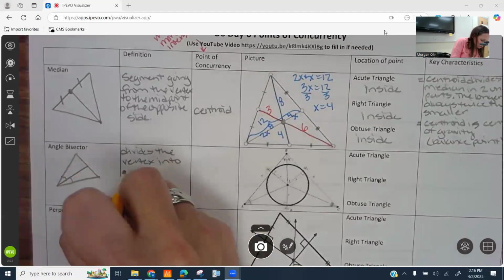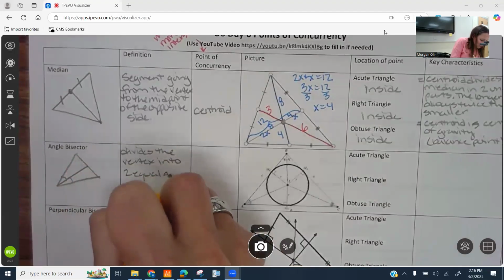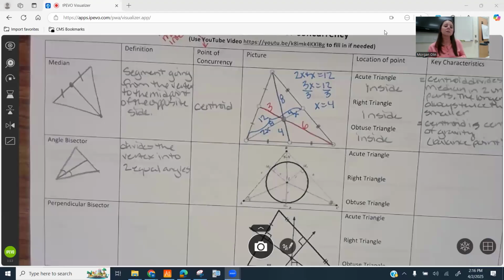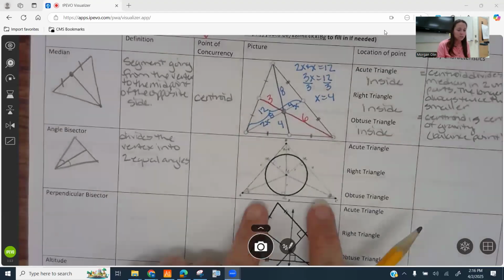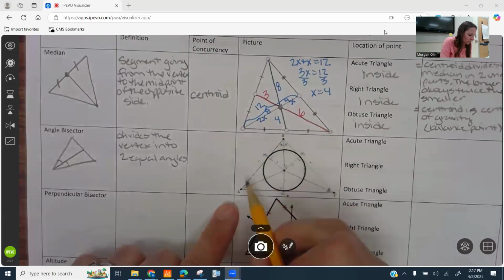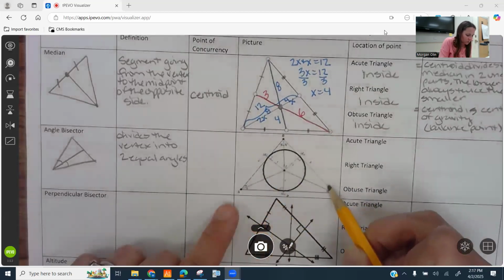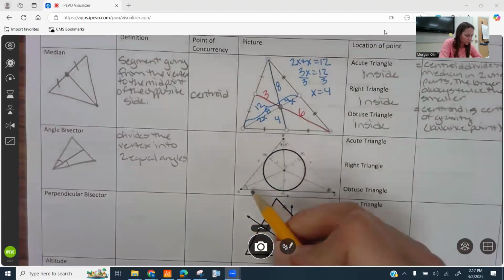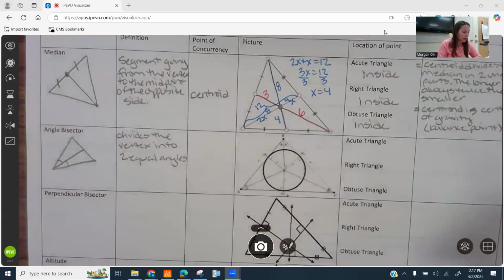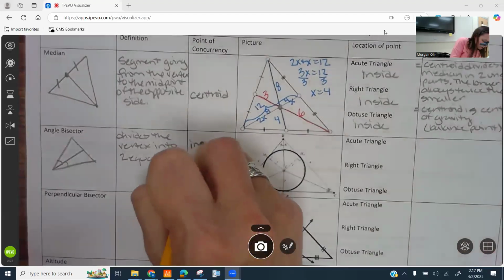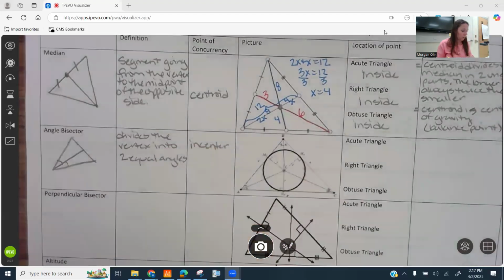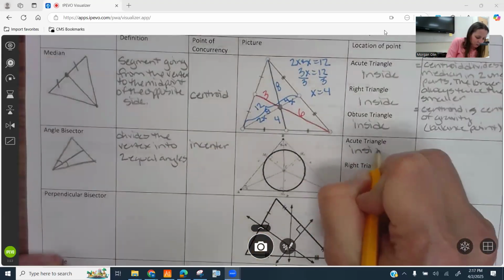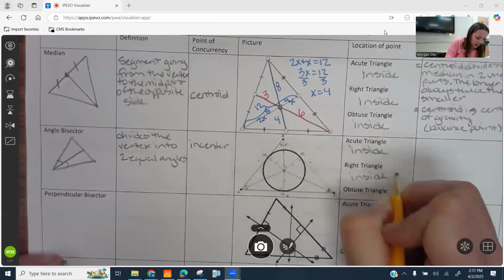into two equal angles. Now, sometimes they're going to tell you it's an angle bisector, but sometimes they're going to just show you. I know it's kind of hard to see this right here, but they're showing you that this angle is congruent to that one. This one's congruent to that one. This one's congruent to that one. So if I were to draw all those, they meet in the middle and they meet at a point called the incenter. So the point of concurrency of the three angle bisectors in a triangle is called the incenter. And no matter how I draw it in any type of triangle, it's always going to be inside the triangle.